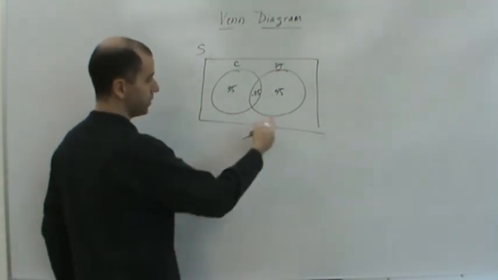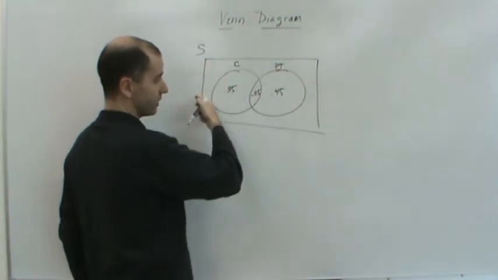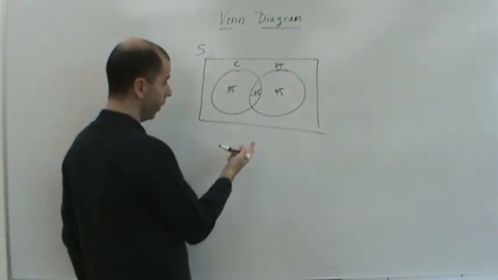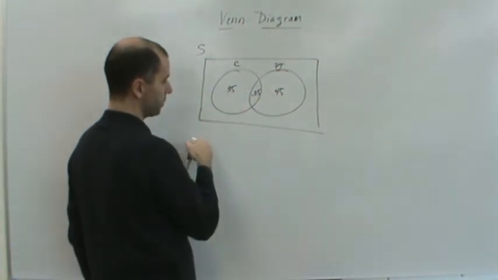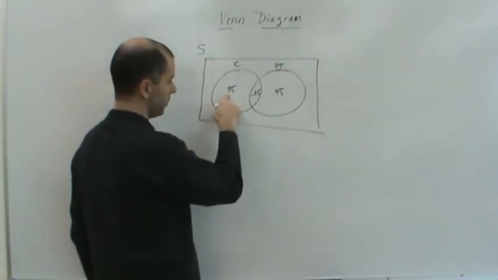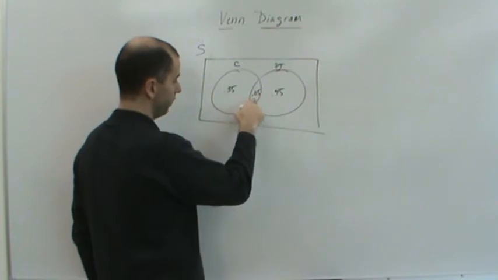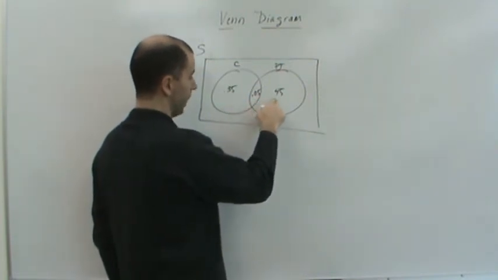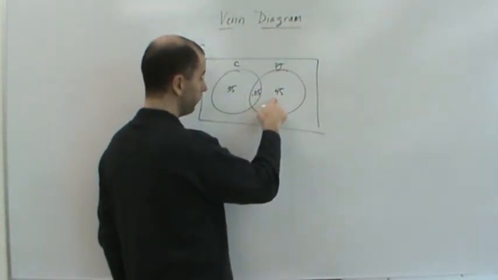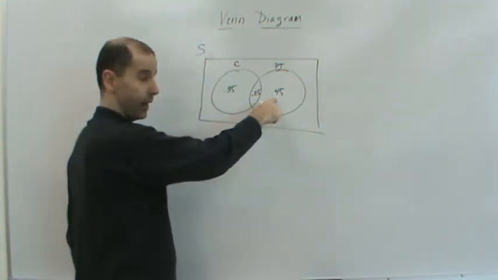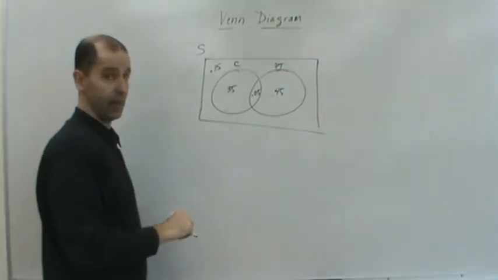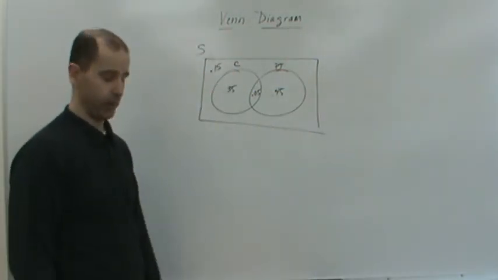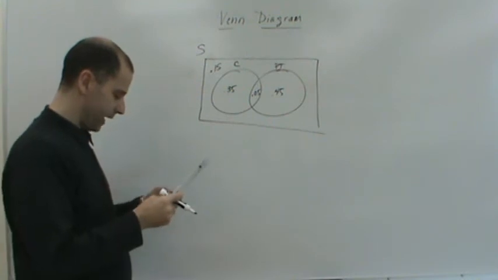Now, what percentage falls outside of both of those circles? We add up all of these percentages. This is 0.35, so that's 40, and then another 0.45 here, which gives us 0.85. So that means out here we have 0.15 left over. So now let's answer some questions.